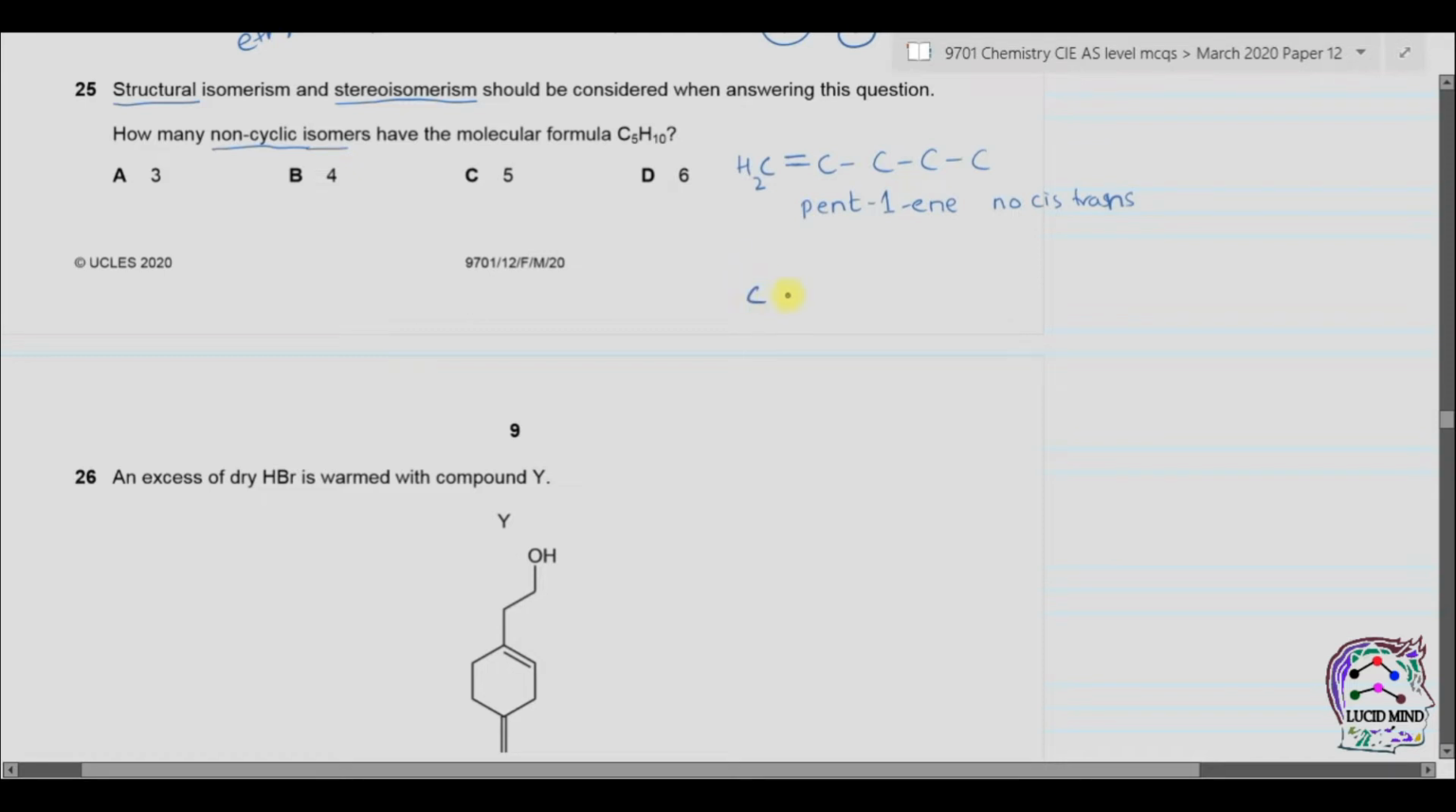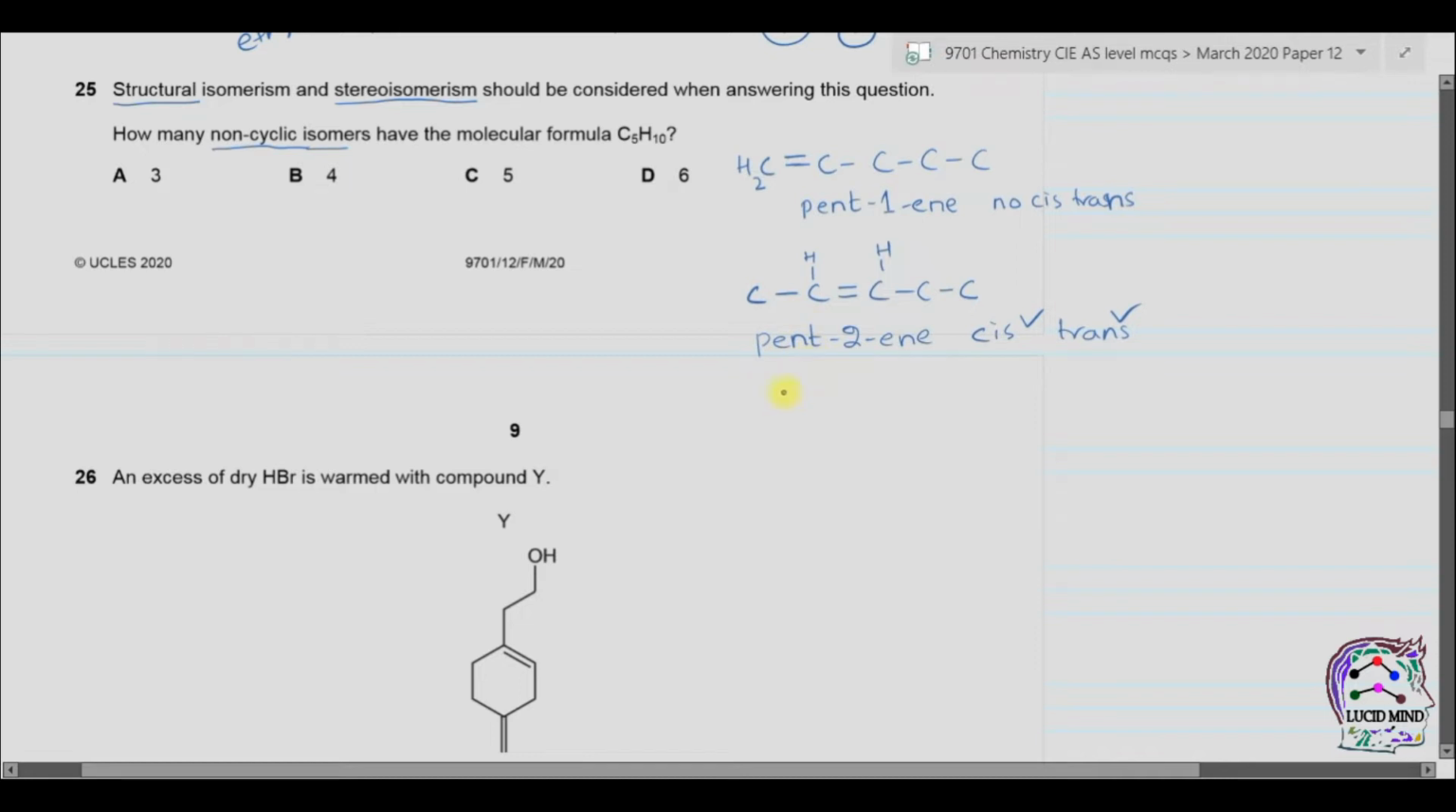Now let's draw another one. Let's take the double bond to carbon 2. This is pent-2-ene, and cis and trans both are possible for this one, because the doubly bonded carbon has 2 different atoms attached directly to it.